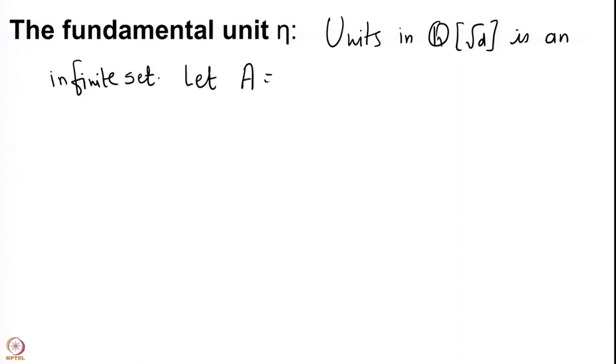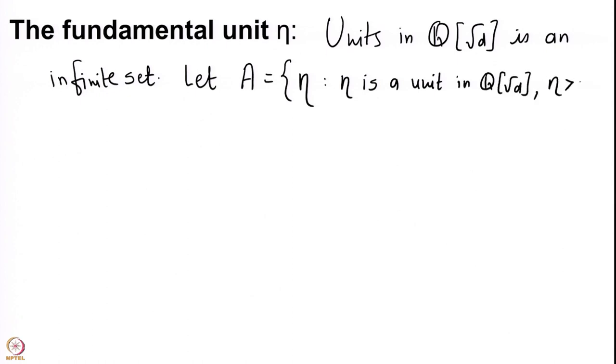Let A be the set of units which are bigger than 1. Is it an empty set or is it a non-empty set? So, we observe that the units will be either positive or negative. Since 1 and minus 1 are always units, we call them the trivial units in Q root D. Whenever you start with any non-trivial unit, if it is negative, you can multiply it by minus 1 and then you get a non-trivial unit which is positive. The only trivial positive unit is 1. Since our unit eta, which is now a positive unit, is non-trivial, eta cannot be 1.